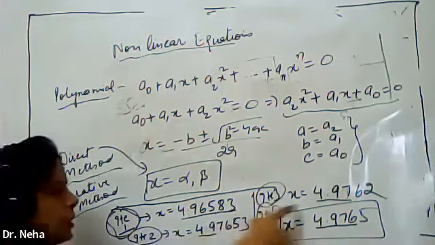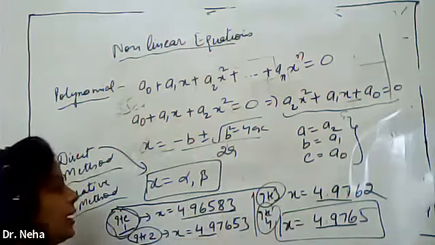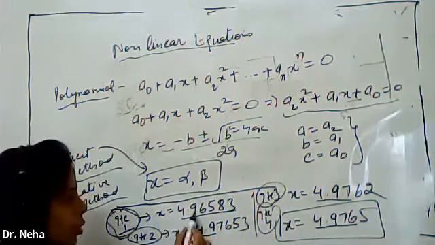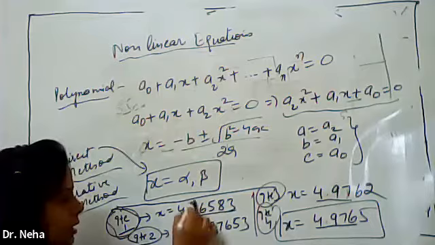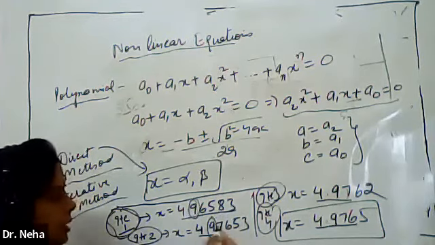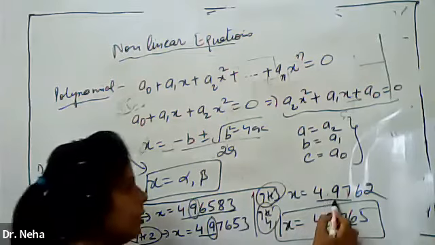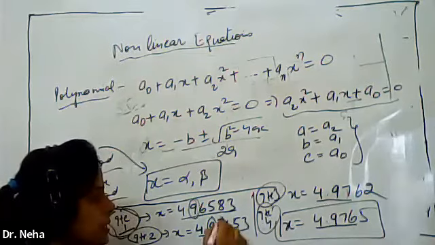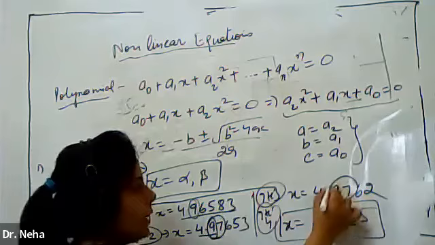Before the decimal, it should be the same. But after the decimal, how many digits are the same? Firstly, only one digit was the same, 9 and 9. All the remaining were different. Then we continued. Then we got 2 decimal places the same, 0.97, 0.97.